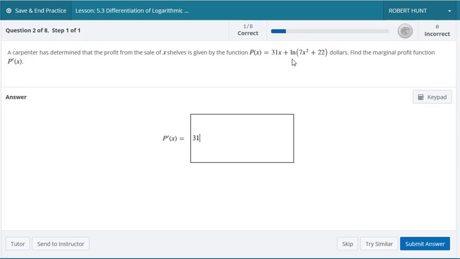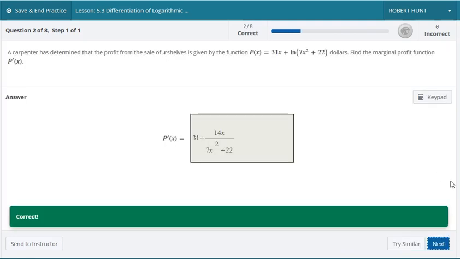Your second term is a logarithm again, so we've got to use that same derivative of a log rule. Again, the derivative of a log is a fraction. The bottom of the fraction is whatever you're taking the log of, so in this case 7x squared plus 22. And the top is the derivative of the bottom. The derivative of 7x squared would be 14x. The derivative of 22 would be 0, so it's gone.